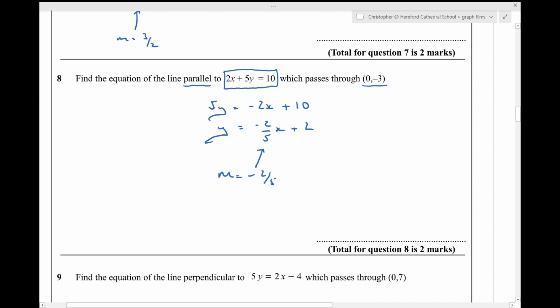So I've got to find the equation of a line which is parallel to that one. So my line will have a gradient of minus 2/5 as well, the same gradient. And it passes through 0, minus 3. 0 along, minus 3. There you are. The y-intercept is minus 3, isn't it? So my line must have an equation of y equals minus 2/5 x minus 3. Right, question 9.